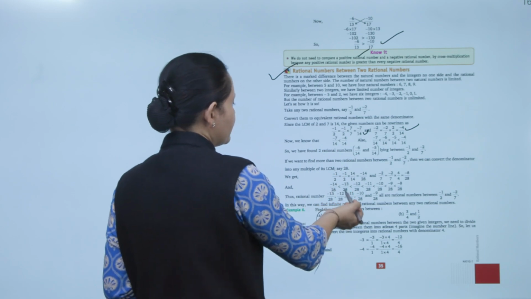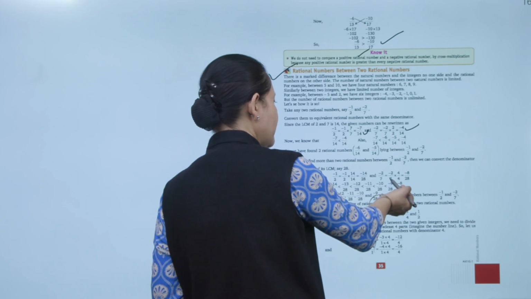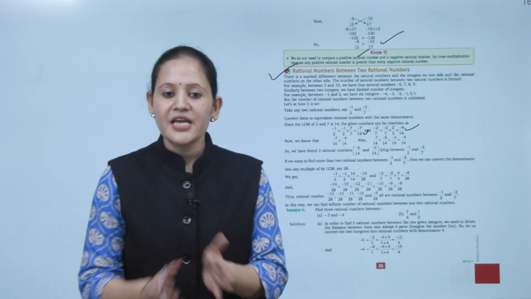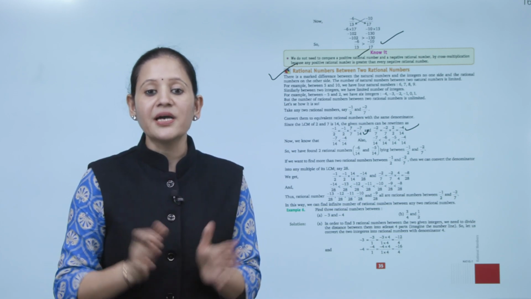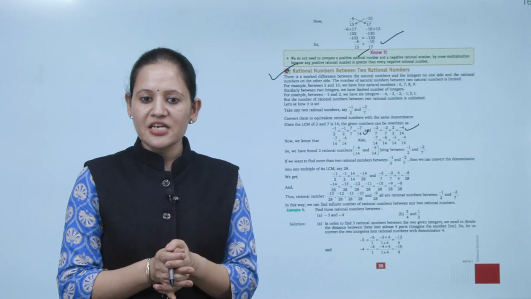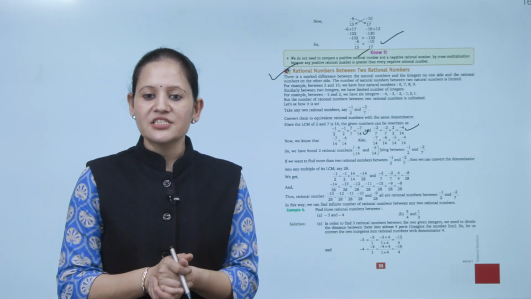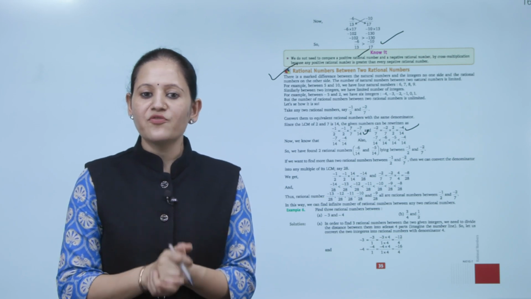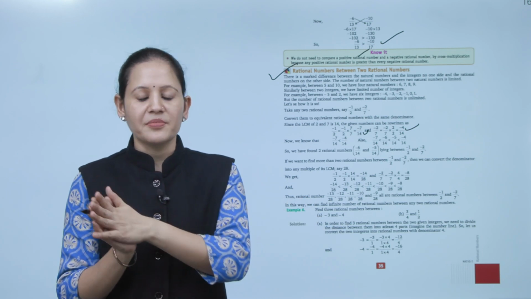So, -13/28, -12/28, -11/28, -10/28, -9/28 and -8/28. Thus, the rational numbers -13/28, -12/28, -11/28, -10/28 and -9/28 are all rational numbers between -1/2 and -2/7. In this way, we can find infinite rational numbers between any two rational numbers.